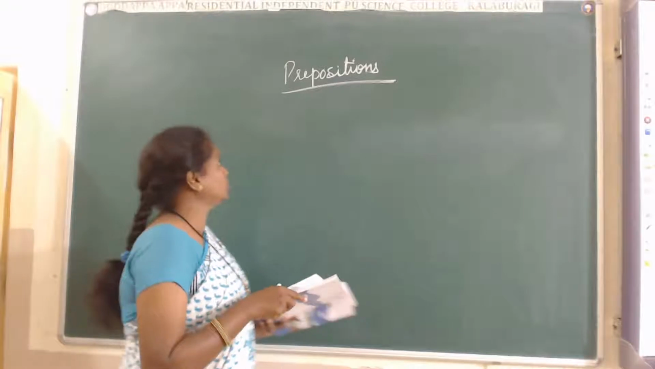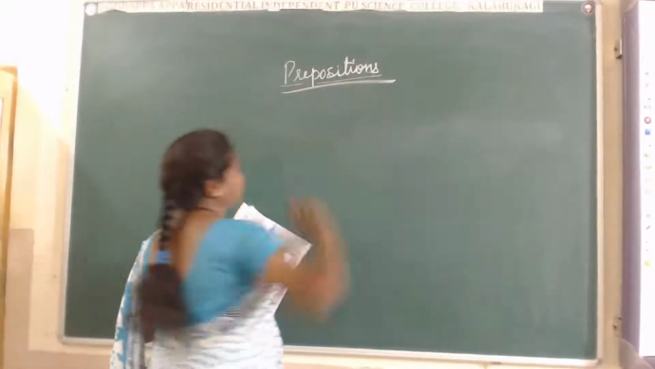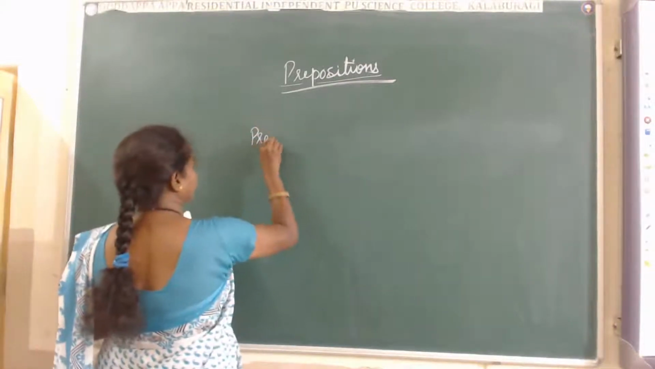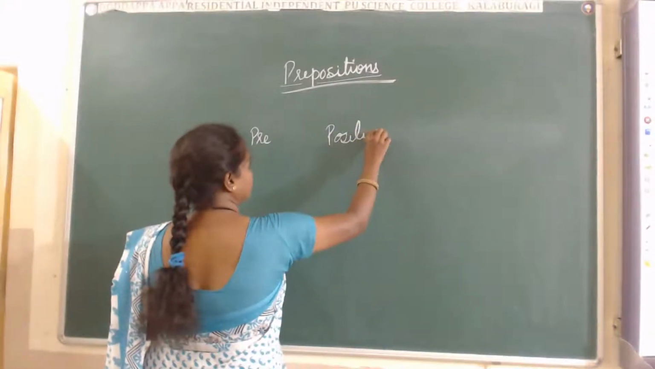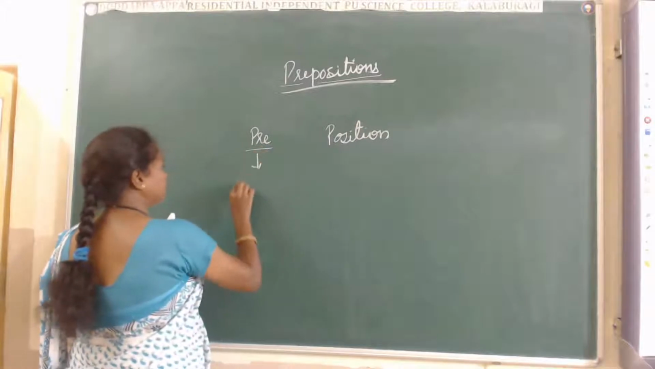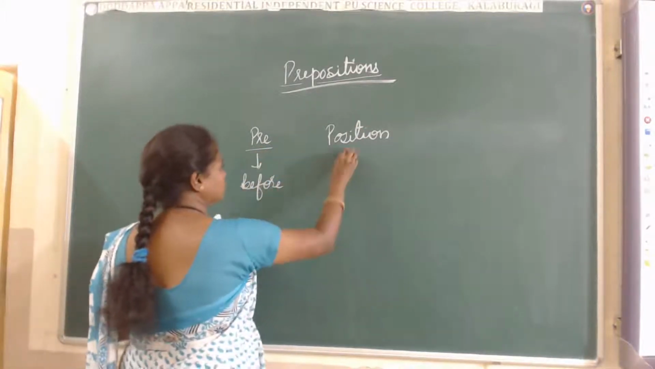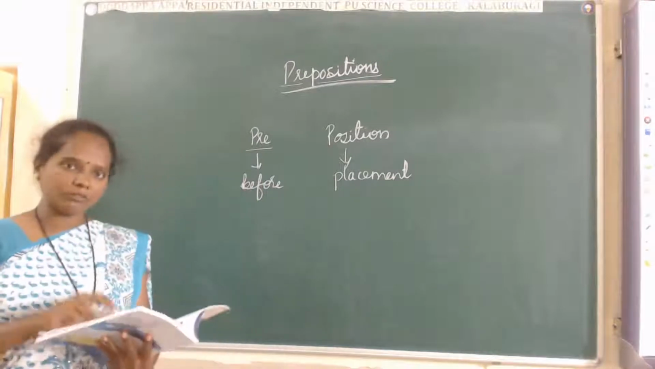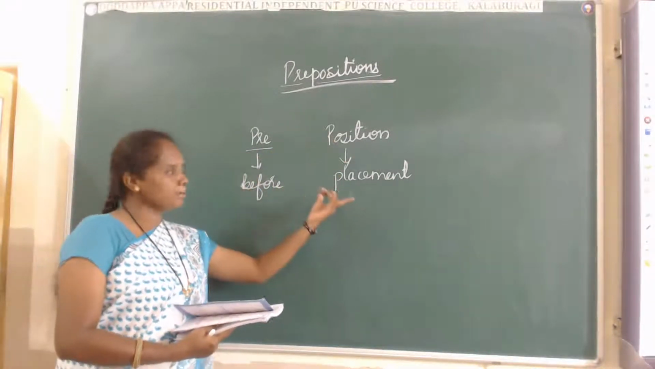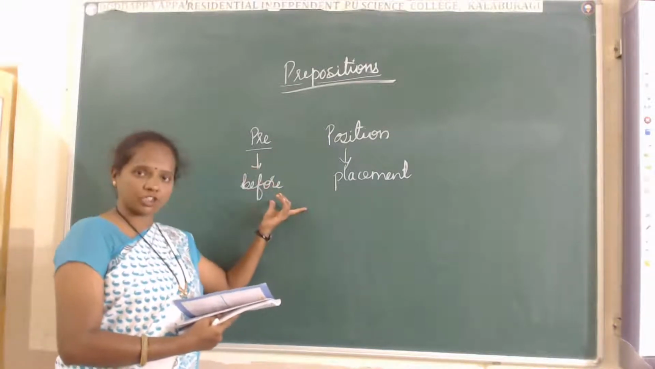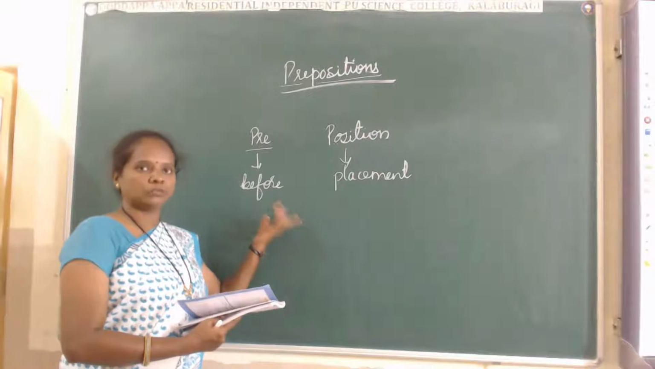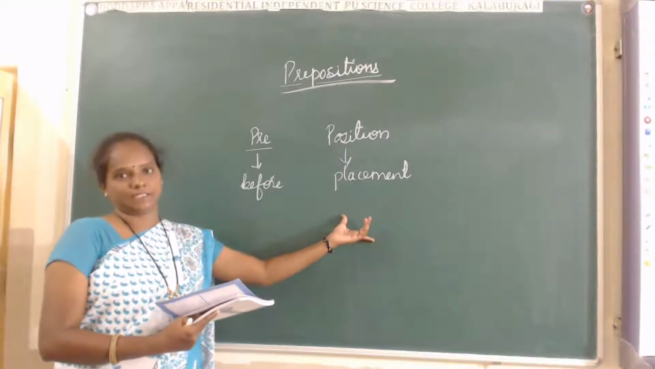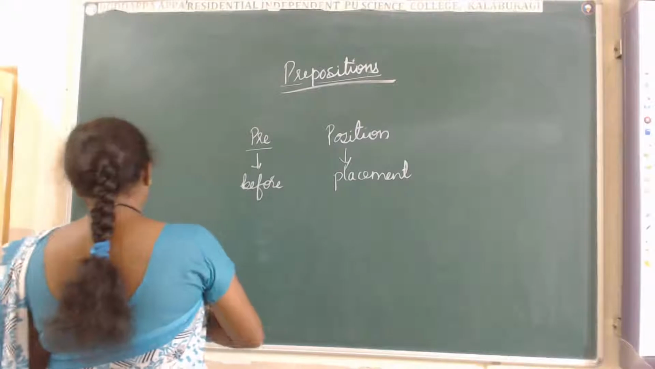Try and try, then only a man will be perfect in prepositions. Okay? Here, preposition. This single word we can divide into two: pre and position. Pre means before. Position means placement. Where are we placing this preposition? In front of the noun or pronoun. It connects the noun and pronoun with the rest of the sentence. It gives meaning to the rest of the sentence.